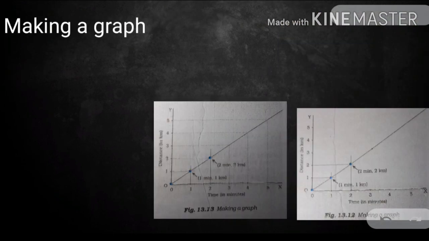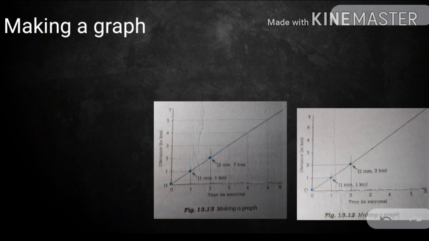Now, how to make a graph? How can we make a graph? In maths also you might have understood, and you must have used graph paper. So we will take one graph paper and then we will draw two lines perpendicular to each other. The horizontal line shows the x-axis, and the vertical line shows the y-axis. So this way we will draw.